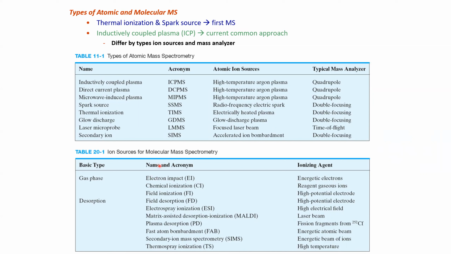So here's just a summary of the different types. We've got ICP-MS, which uses atomic ion sources, using a high temperature argon plasma. The typical mass analyzer is the quadrupole, which is the common modern standard. And then we have different types here, ion sources for molecular mass spectroscopy. If we are doing it in the gas phase, then we have electron impact or chemical ionization, where the ionization agent is the energetic electrons or the reagent gaseous ions.